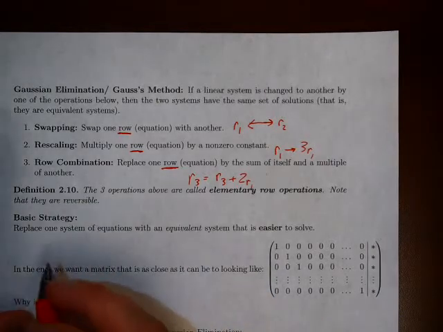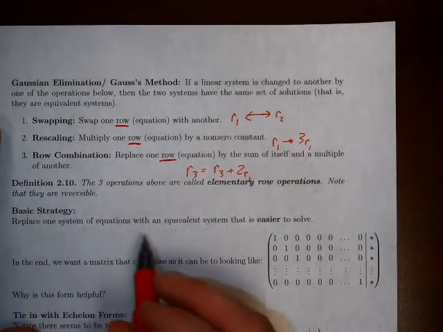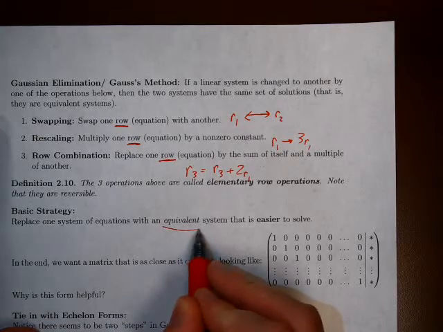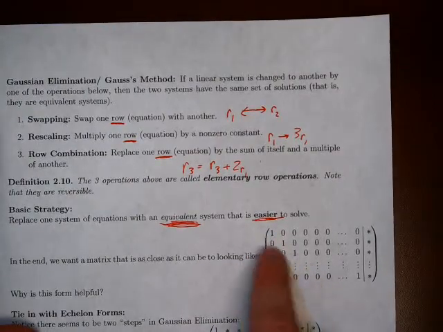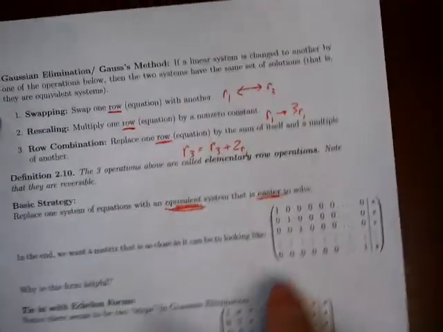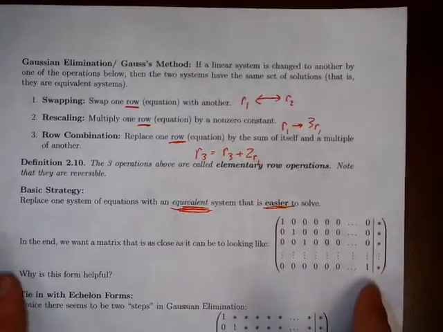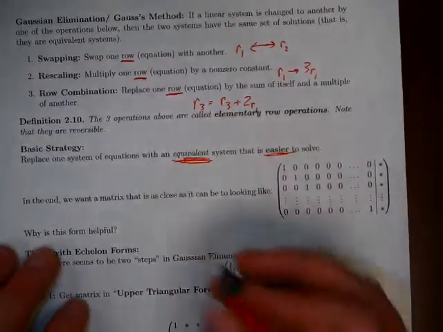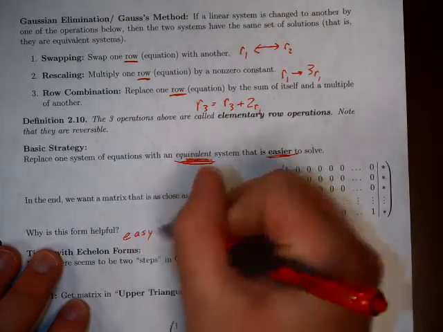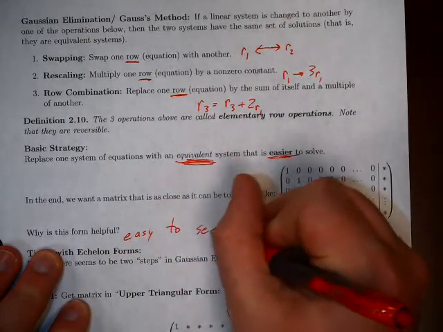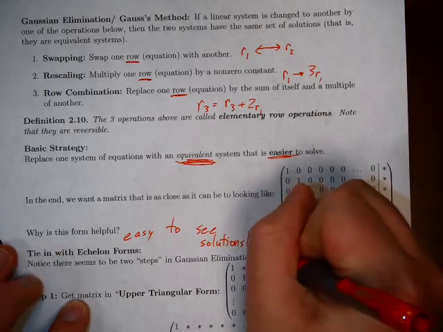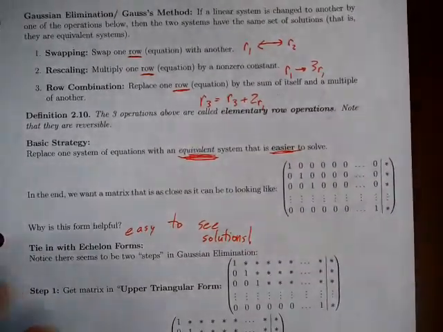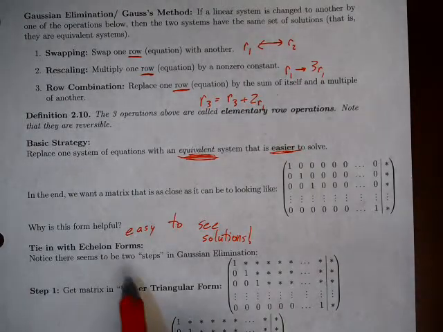So our basic strategy is we're going to replace our system of equations with an equivalent system of equations that's easier to solve. In the end, we want a matrix that is as close to a bunch of 1s along the diagonal with 0s above and below, and our solutions over on the right. This is helpful because then it's easy to see our solutions.